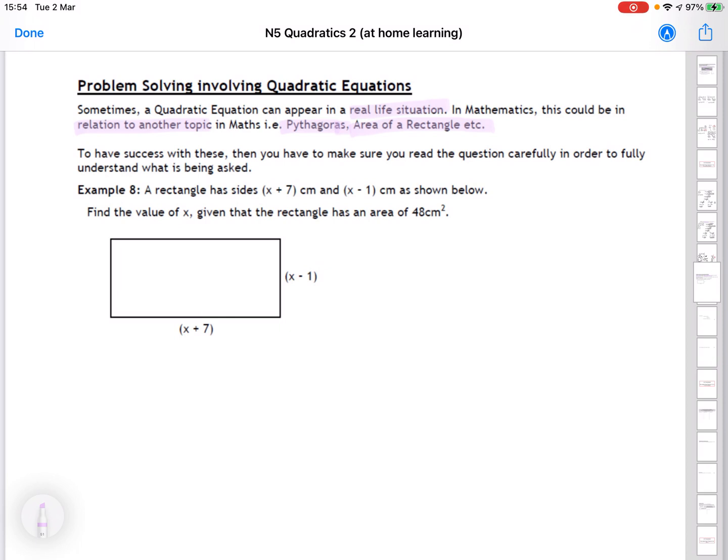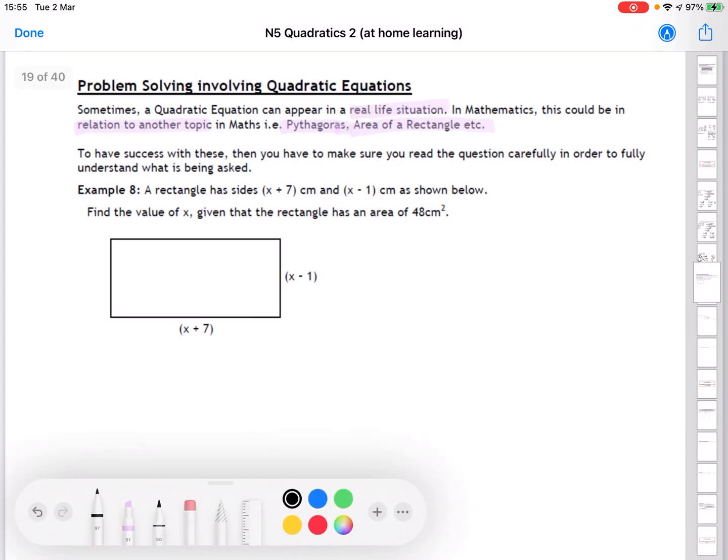So the first example we're going to look at today is example 8, where we have a rectangle with sides x plus 7 centimetres and x minus 1 centimetres. And we're being asked to find the value of x, given that the rectangle has an area of 48 centimetres squared. So the first thing to do would be think about what are we being asked to do? Well, we're being asked to find x and we're given the area of this rectangle. We're also given an expression for the length and the breadth.